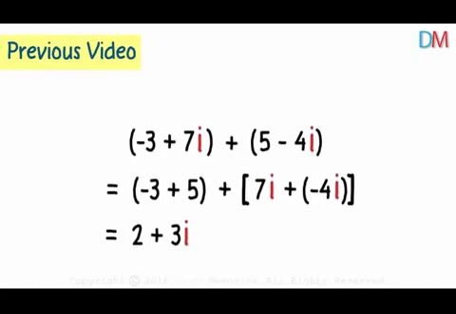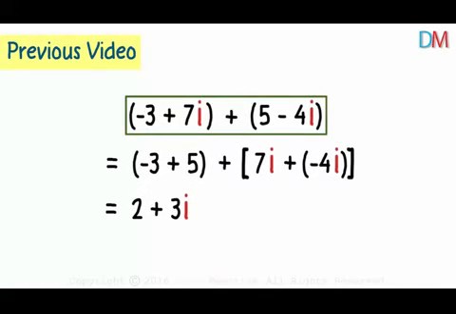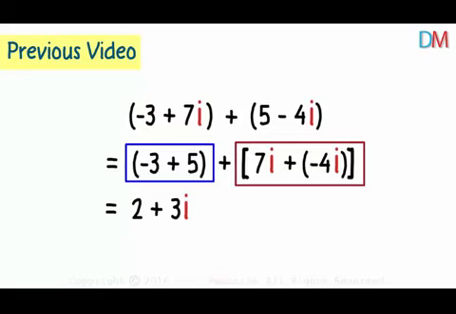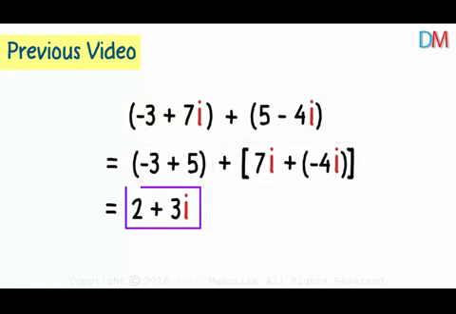In the previous video, we learned about adding complex numbers. To add two complex numbers, we simply add the real parts separately and imaginary parts separately to get a new complex number.